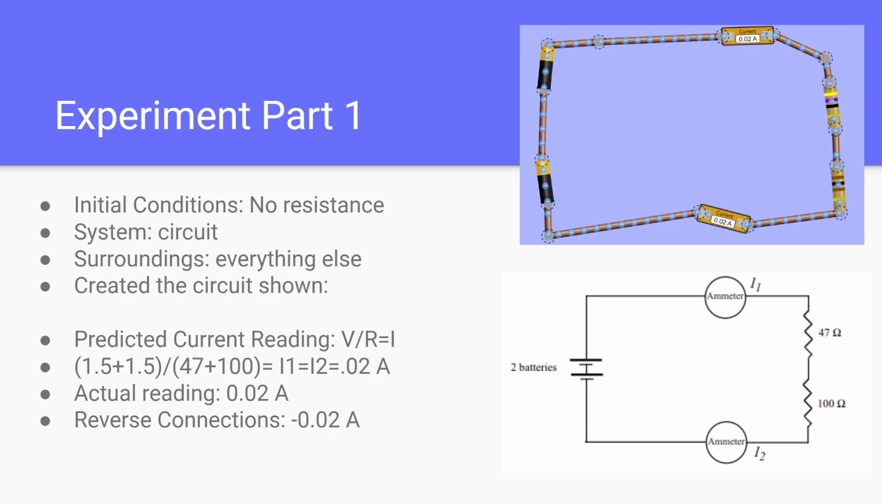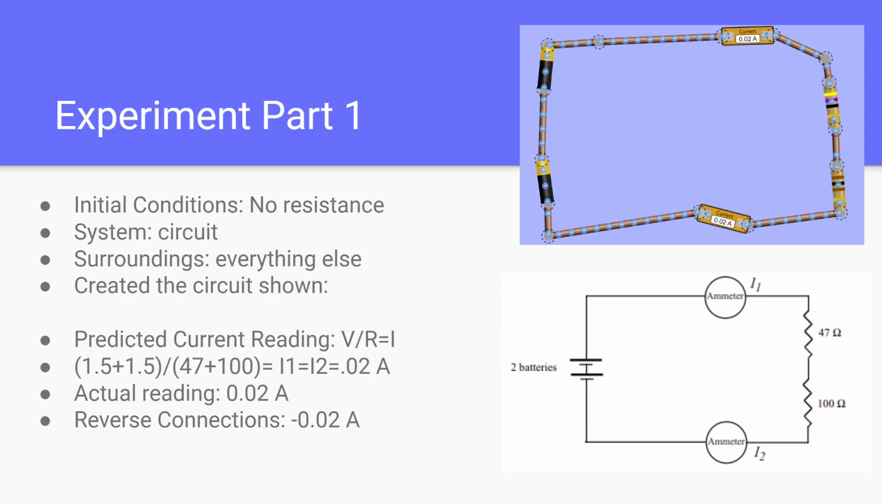Experiment part 1. This is the first part of the experiment. We created a circuit as shown to the right with 2 ammeters, 2 batteries with 1.5 volts each, a 47 ohm resistor and a 100 ohm resistor. And you can see those to the right again. Initial conditions: no resistance; the system is the circuit, and the surroundings is everything else.